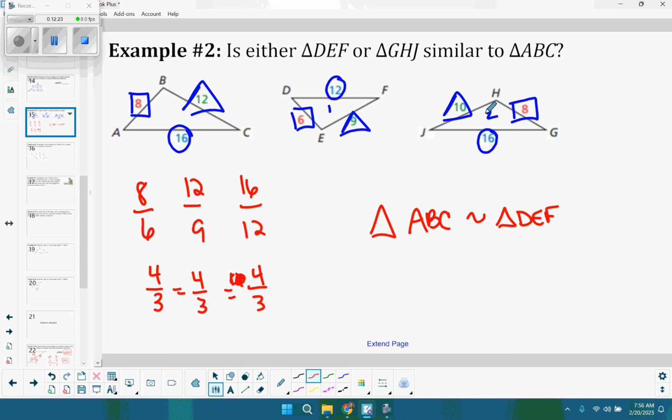We don't have to check the second triangle because it said is either one similar, not are both or which are, just which one was, and we've already determined it was DEF.